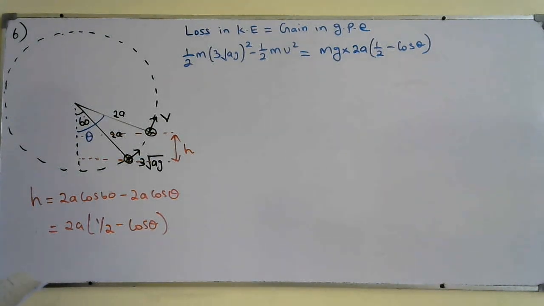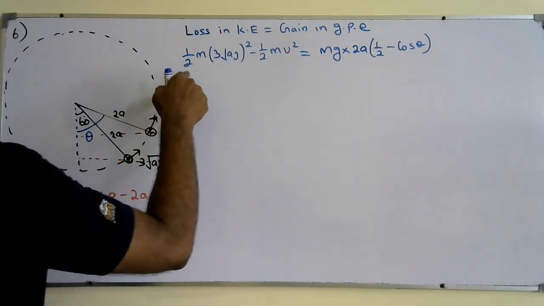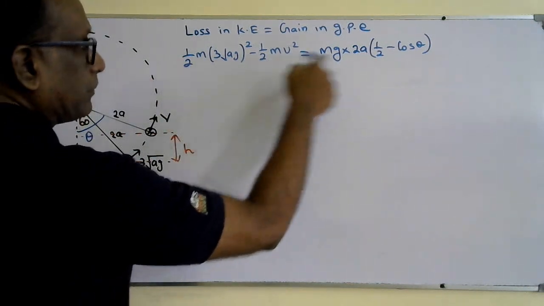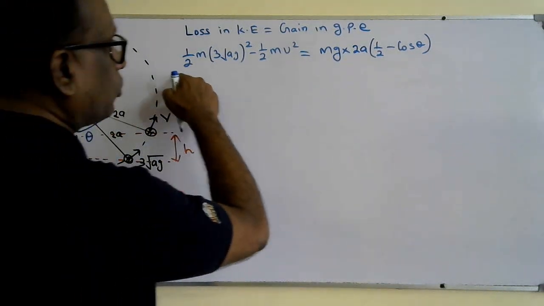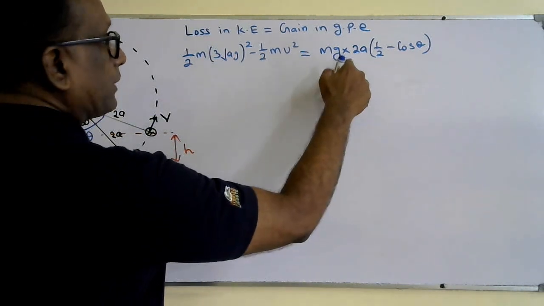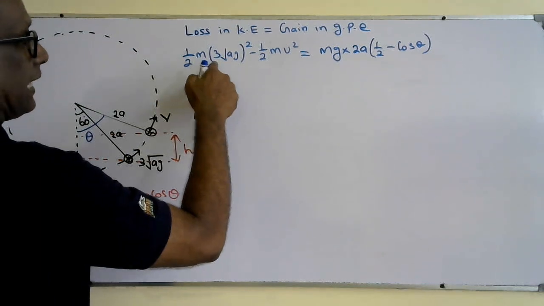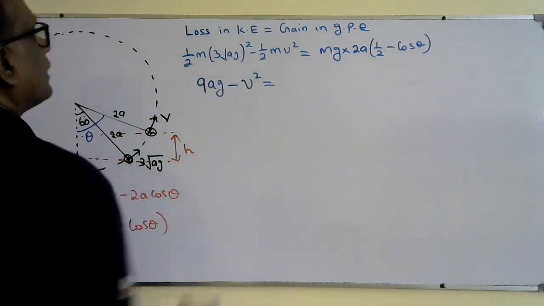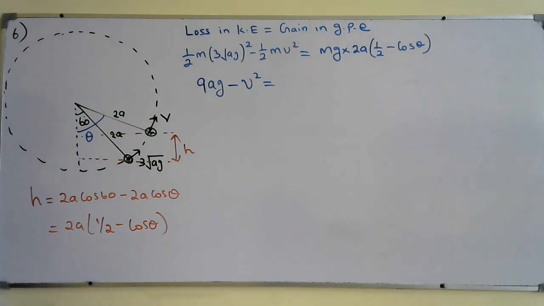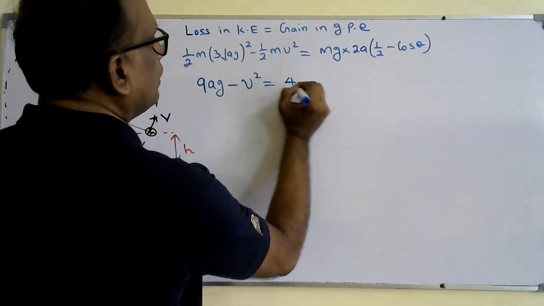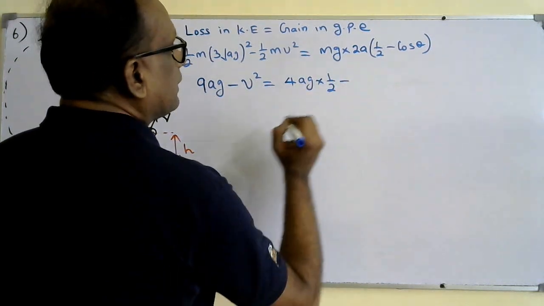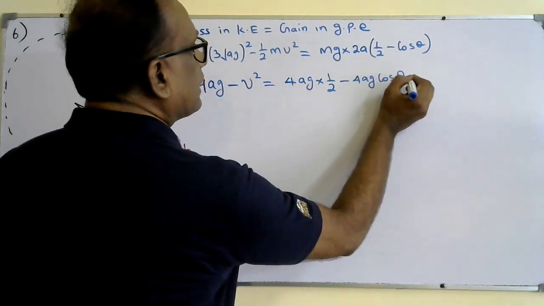Throughout the equation, the mass will get cancelled. If you solve this, m will get cancelled everywhere. So 3 squared is 9, 9ag over 2. If I multiply the whole equation by 2, this 2 will get cancelled, this half will get cancelled, and it will become 4a. So 9ag minus v squared is equal to, multiplying by 2, 4ag into half, so 2ag, minus 4ag cos theta.